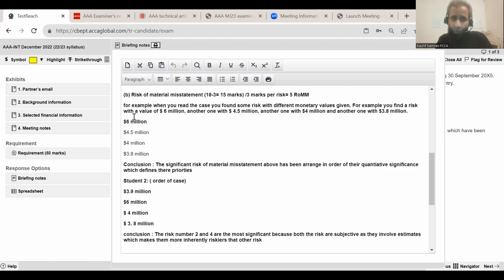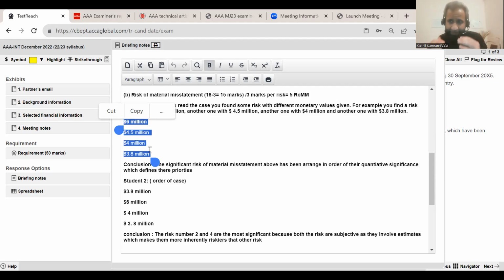For example, if you're going with the first one, where you're arranging risk in the quantitative order, 6 million, 4.5 million, 4 million, and 3.8 million, descending from high to low, then in that situation, you can put detection risk and control risk after the quantitative scenarios have ended. Suppose you need to write 6 risks, 4 of them are quantitative, 1 is detection risk and 1 is control risk. So you can bring them down if you're going with that, from high to low.